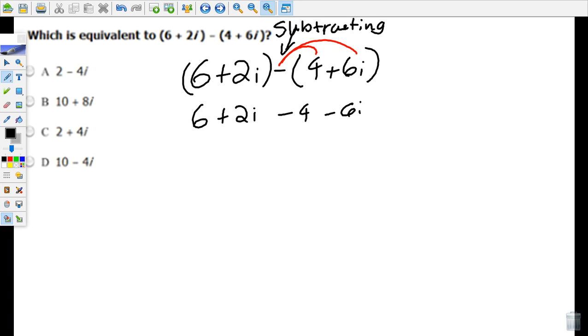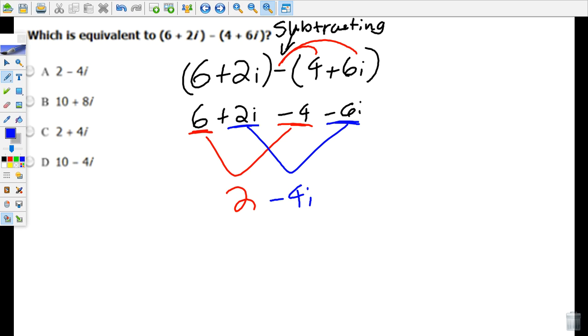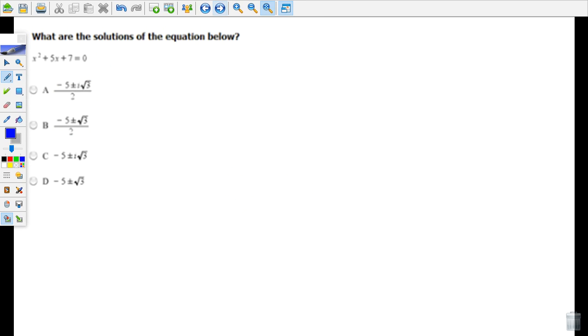And now at this point, we are just trying to combine our like terms. We have a 6 and a minus 4, which would combine to make a 2. And we also have 2i minus 6i, which, 2 minus 6, becomes negative 4i. So we got 2 minus 4i. Answer choice A. So keep in mind, if you're adding or subtracting, you're combining like terms.